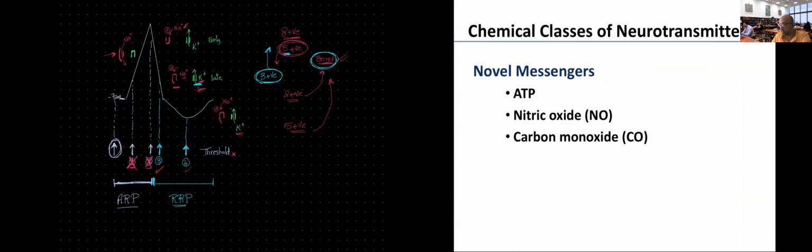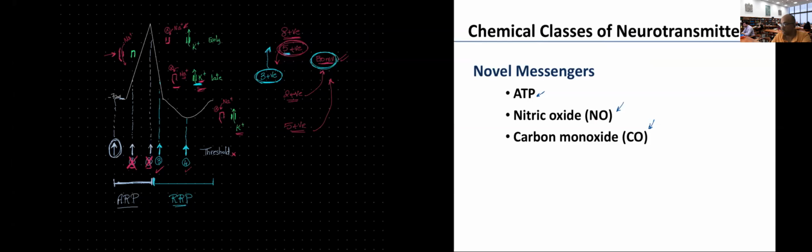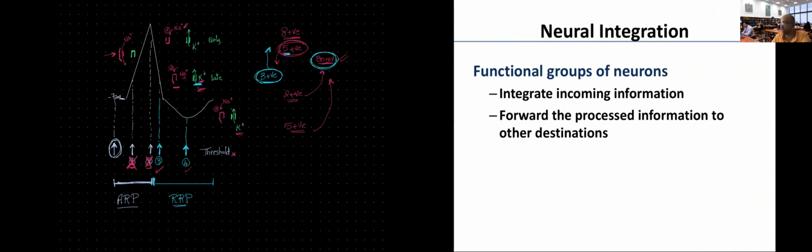Novel messengers are like ATP. We find out that ATP also might act as a neurotransmitter in limited cases. Nitric oxide and carbon monoxide are also novel messengers. Those are much less common compared to the previous ones that we've mentioned.